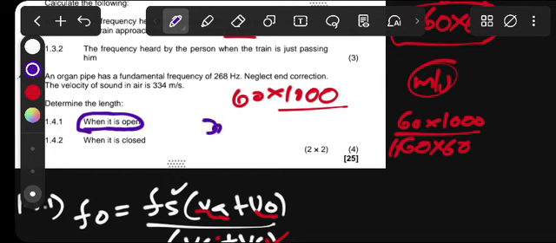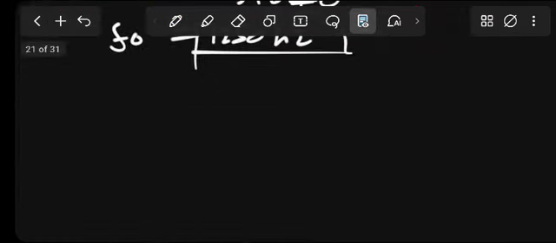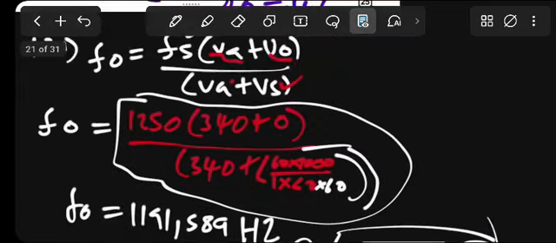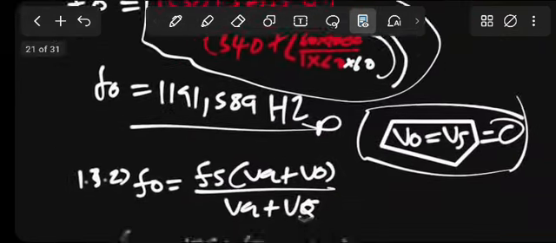Our wavelength must be equal to 2 times what? The length. We double up. But when it's closed, we double up again. Remember, we have to multiply the length by 2, and when it's closed, you multiply again by 2, you'll have 4 like that. So if we attend to that typical question there, 1.4, we have been given 268, for 1.4 when it's open.